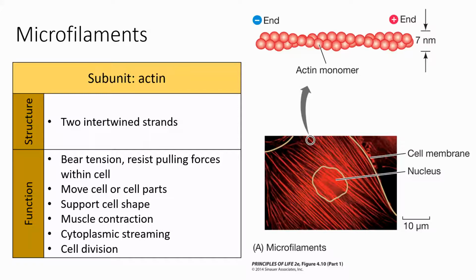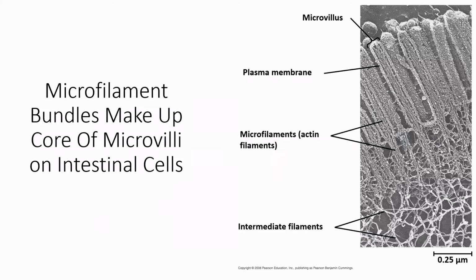They're also important in cell division as well. And actin filaments are important in the contraction of muscles too. They also make up the cores of these structures called microvilli, which are important in your intestines. They increase your surface area to make sure you can absorb a lot of nutrients in your intestine in a very short period of time.